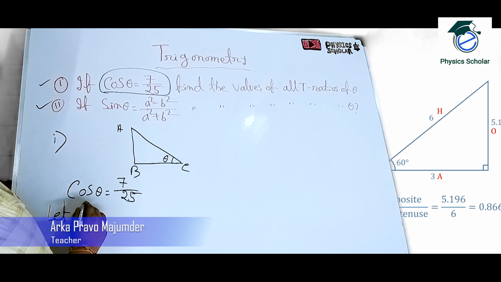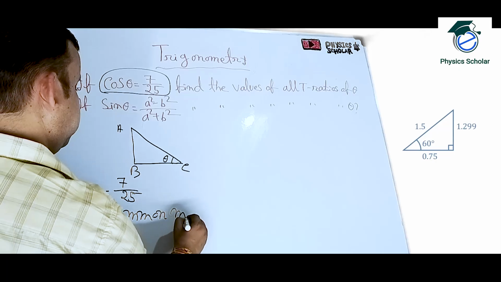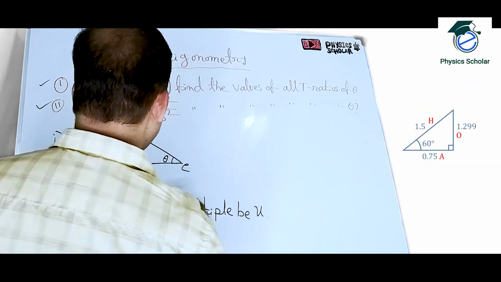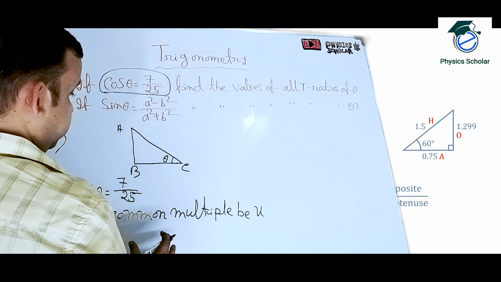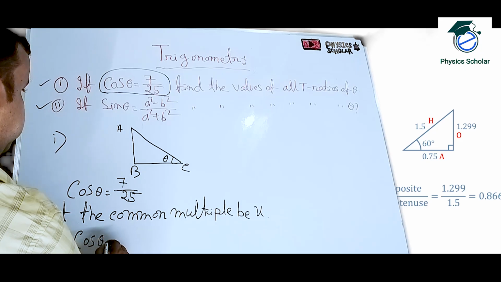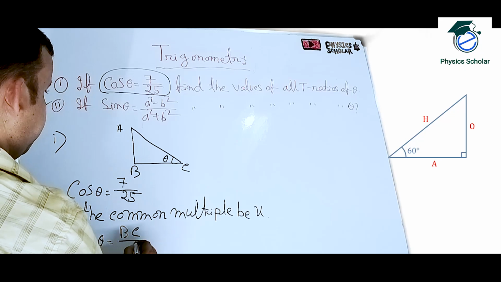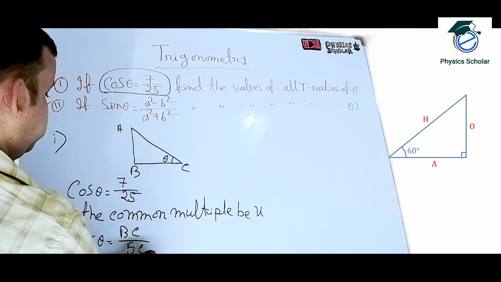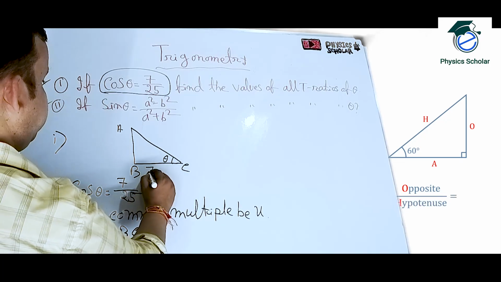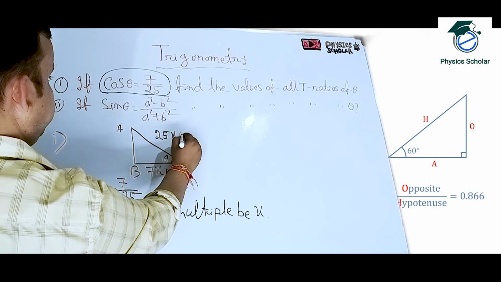Let the common multiple be x. As it is a ratio, we have to assume a common multiple x. Okay, so cos theta means what? Just now I told, cos theta means what? Base by hypotenuse. So base by hypotenuse is 7x unit and 25x unit.